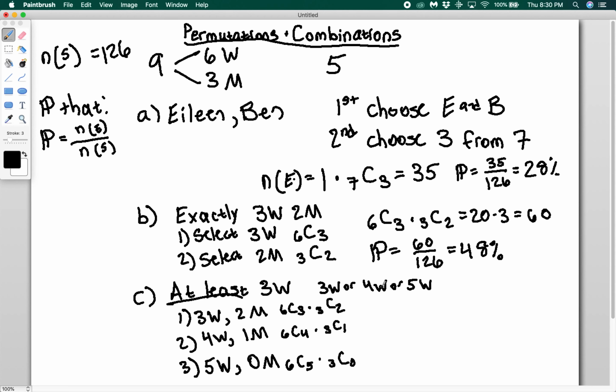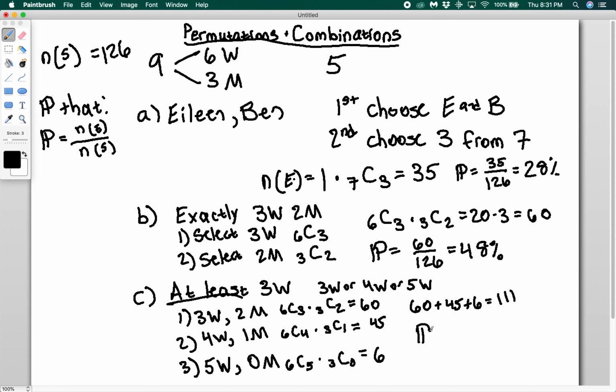And then because it's ORs, we're adding them all together. So this is 60, we already calculated that. This is 45, we have 15 times 3. And this is 6 times 1, which is 6. So then we have 60 plus 45 plus 6, and that equals 111.